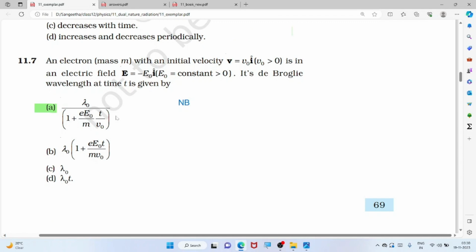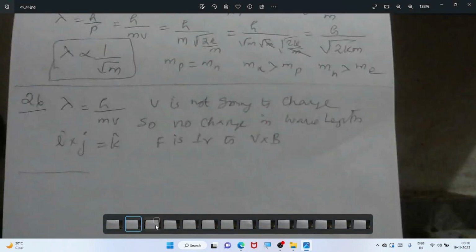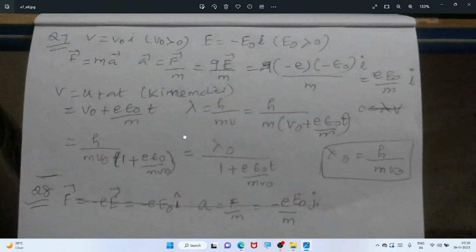An electron of mass m with the velocity v is in the electric field. Now it is in the electric field and the de Broglie wavelength is given. So this is the velocity, electric field, force equal to mass into acceleration, acceleration is force by mass. Force is the charge into electric field. Then after that you will get this. This is from your 11th portion, the kinematics equation: final velocity equal to initial velocity plus acceleration into time. After substituting and simplification you will get this.